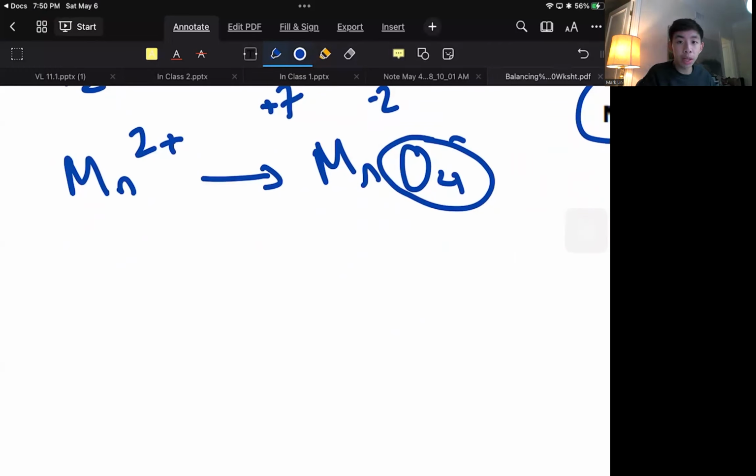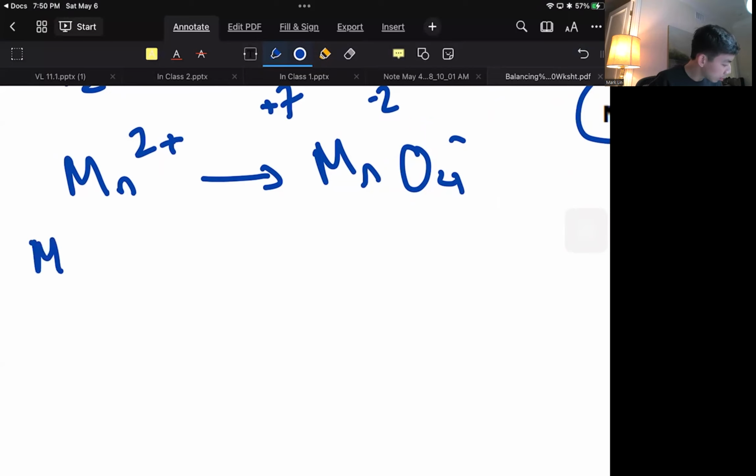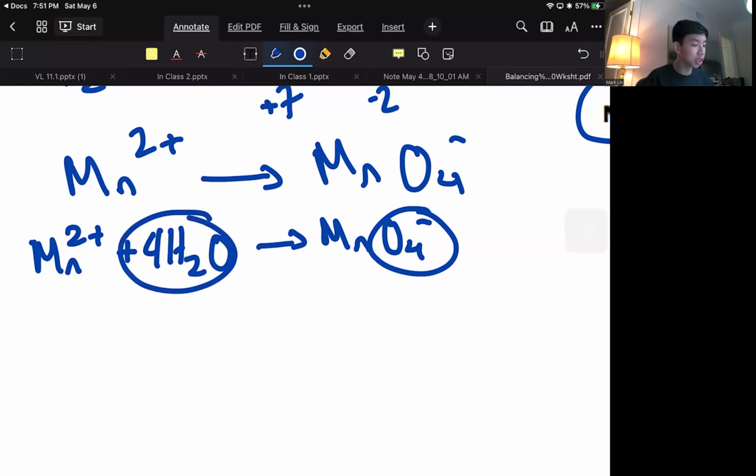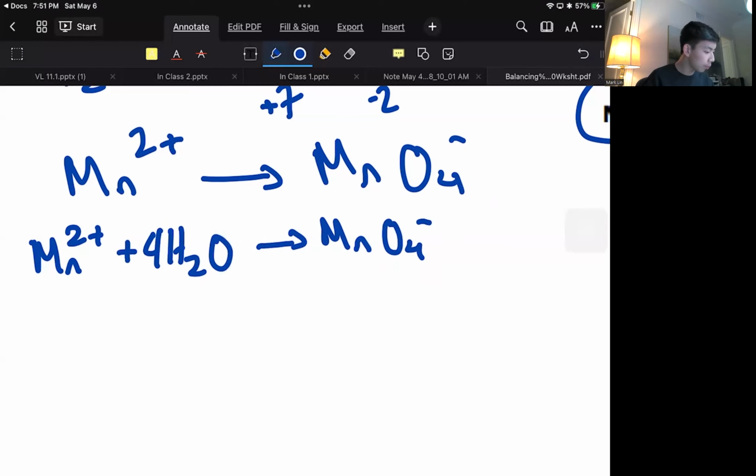The way we can balance this out is by adding 4 water molecules on the reactant side. So it's going to be Mn2+ plus 4H2O going to MnO4 minus. All we did was add the 4 water molecules, because there's 4 oxygens on the product side, so we need 4 oxygens on this side too.